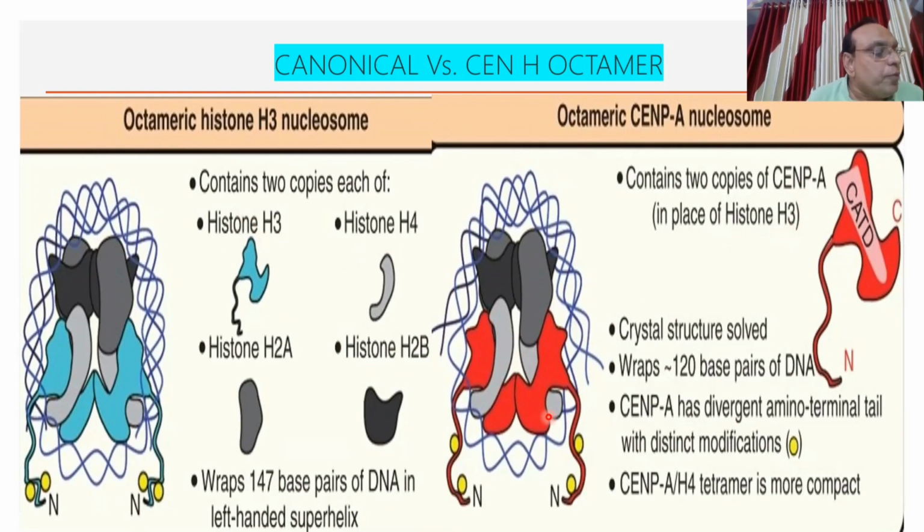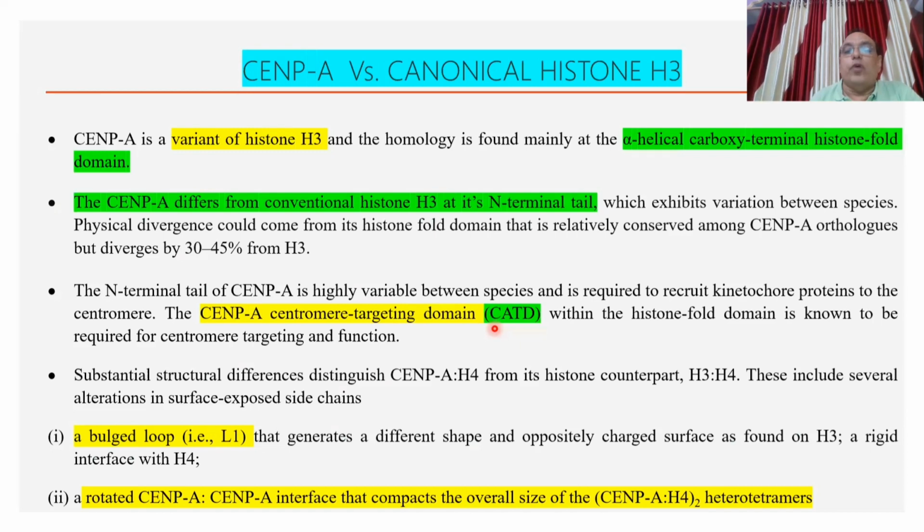There was a question from Pia also regarding the diagrammatic representation of canonical, and so I have devoted quite some time on this diagram, and let us have a view of the text too. CNP is a variant of histone, alpha carboxy terminal of histone 4 domain.